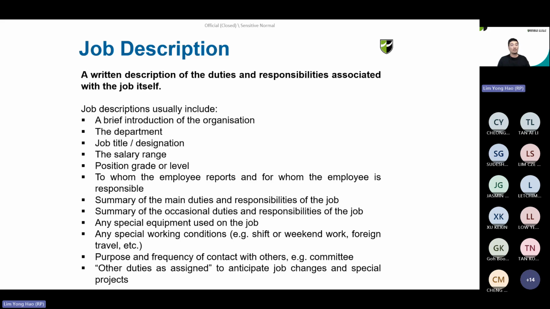Any special equipment used will be very important later on when it comes to job specs. If there's certain equipment, then the person needs to be able to use that equipment or have the opportunity to be trained to use it. Who they talk to is something a good job description should have. Other things not assigned is the catch-all one that I mentioned earlier on. So you should have all this information. This is to give someone an idea of the job.